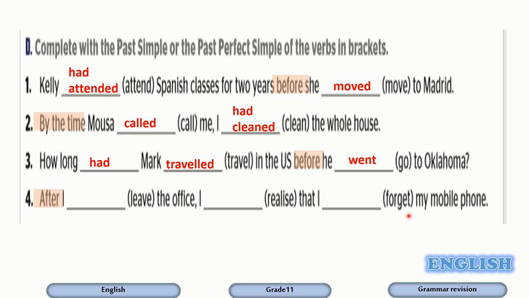After I leave the office, I realize that I forget my mobile phone. So try to think about the chronological order of the events. What is the thing that happened first? Yeah, to forget the mobile phone. So it will take the past perfect simple. So after I left the office, I realized that I had forgotten. This action happened before leaving the office.